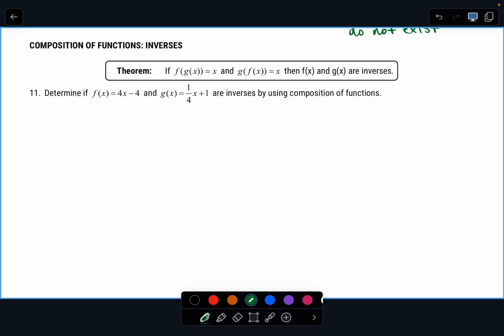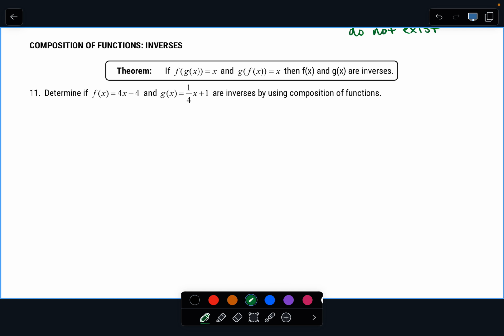So we are going to use composition of functions to check if something is an inverse. One thing we've talked about before is inverses. One thing we've checked with inverses is that whenever we swapped x and y, we were able to solve for the equation to show the inverse relationship.